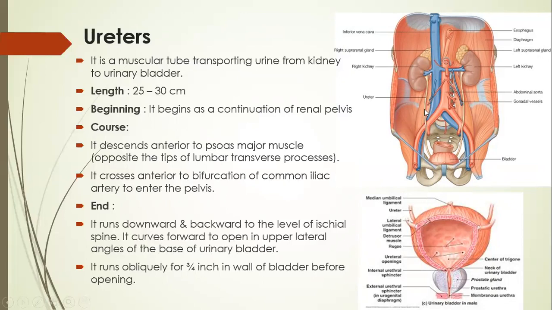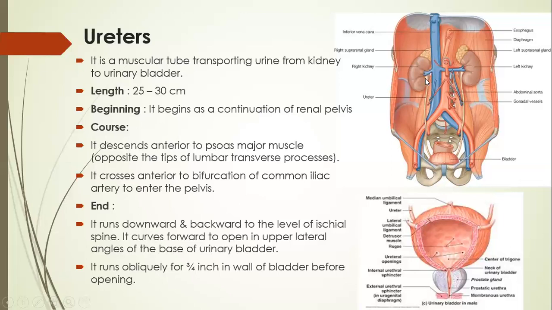As you can see here, it crosses the bifurcation of the common iliac artery into the external and internal iliac arteries. This is the common iliac, it divides into external and internal iliac artery. This bifurcation of the common into external and internal will be in front of this ureter. So it will be passing in front of the ureter. Okay. So that is the course of the ureter.